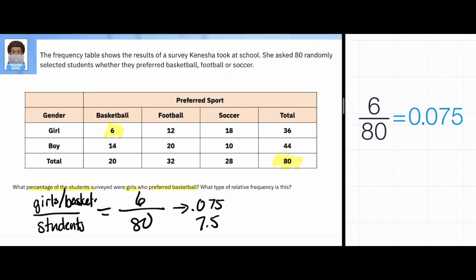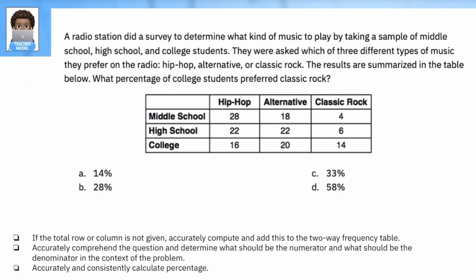0.075 or 7.5%. And this one is a joint frequency. And that makes sense because you can see there are two things joined in here, girls and basketball. All right, let's jump into your guided practice before we end for today. Hit pause, read this problem, and try to calculate what percentage of college students preferred classic rock.